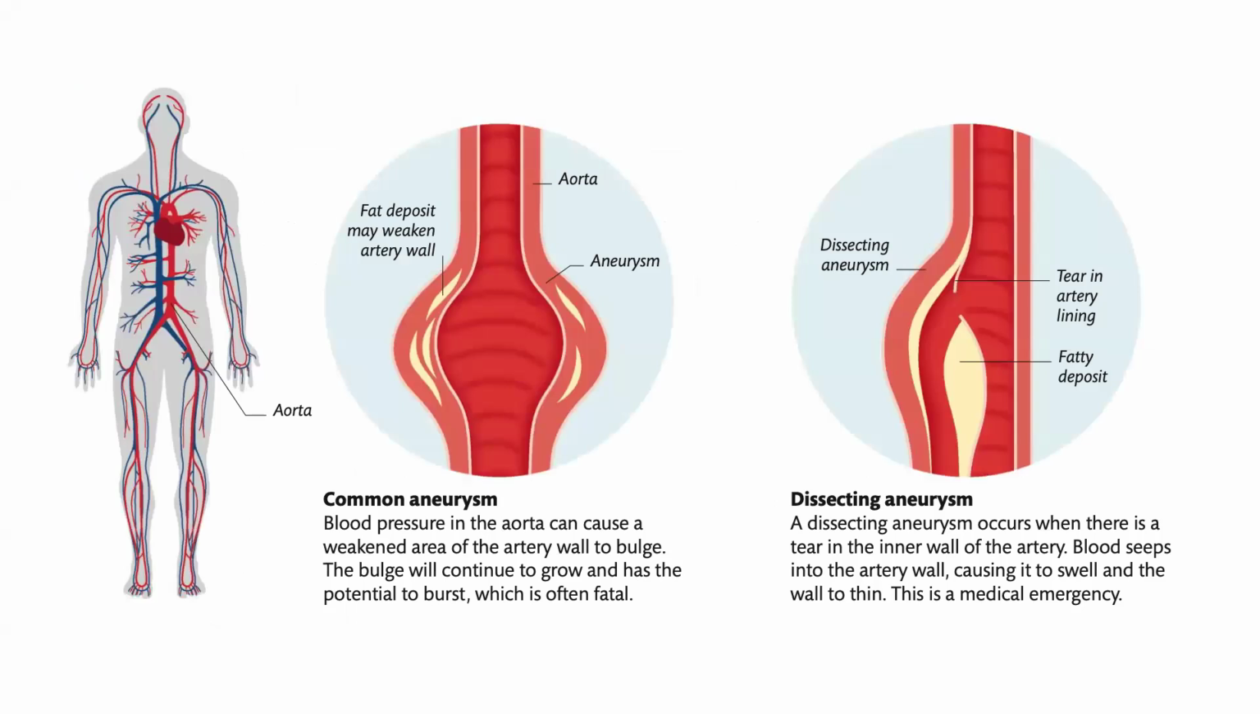Blood pressure in the aorta can cause a weakened area of the artery wall to bulge. The bulge will continue to grow and has the potential to burst, which is often fatal. A dissecting aneurysm occurs when there is a tear in the inner wall of the artery. Blood seeps into the artery wall, causing it to swell and the wall to thin. This is a medical emergency.